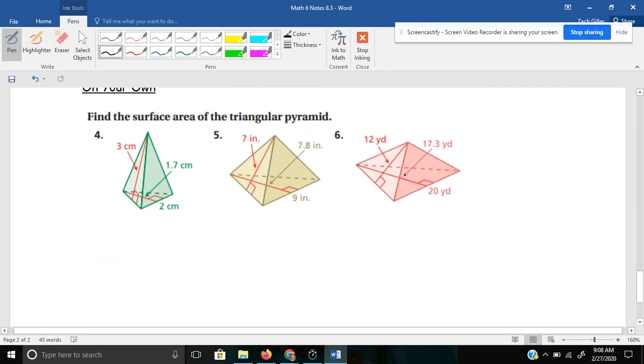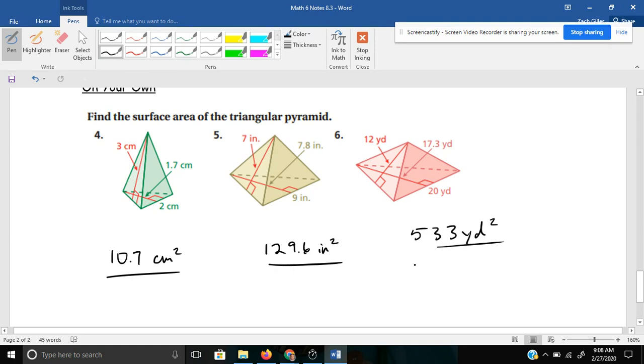For the on your owns, same method that we just did. A triangle base and then 3 sides. Go ahead and pause the video now to try 4, 5, and 6. All right, for number 4, you should arrive at 10.7 centimeters squared. Number 5, 129.6 inches squared. And lastly, number 6, 533 yards squared. Let me know if you have any questions on those.